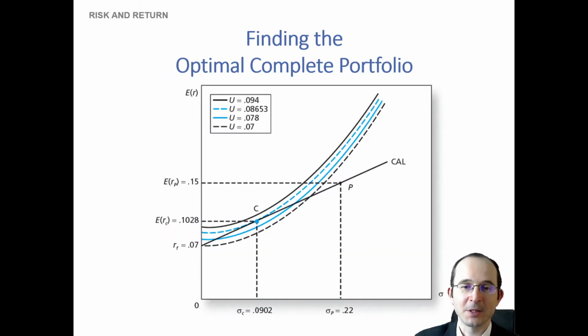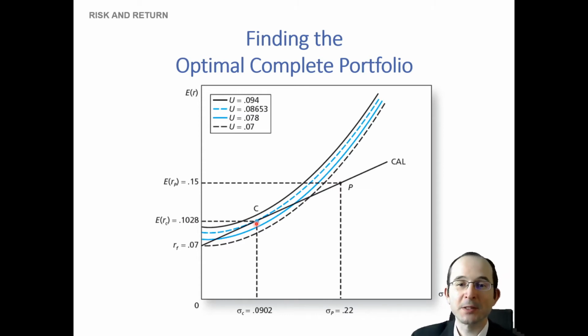Thinking of it graphically, essentially what we've identified is this point at utility of 0.086 in the blue dashes that is tangent to the capital allocation line. In other words, for that level of volatility, the same risk premium, or I guess the total expected return to the portfolio of 10.28%. And that's about the best that we can do.